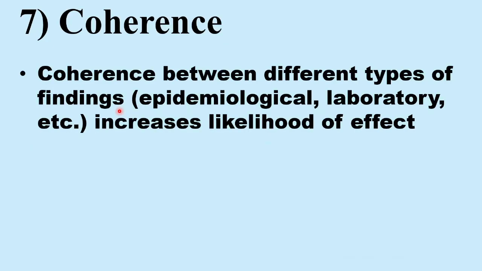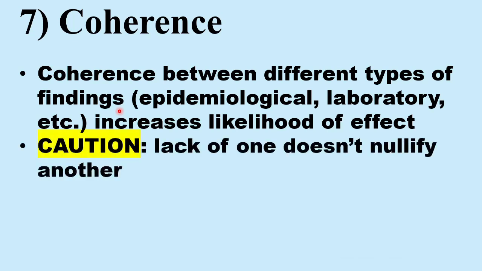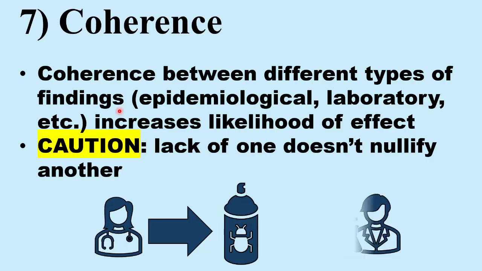All right, coherence. The idea is, if there are different types of findings, so epidemiological findings, laboratory findings, etc., and they all say the same thing, they cohere together, that increases the likelihood of an effect. Now, a caution here is the lack of one doesn't nullify another. But say you have a pesticide you think causes health problems, and you find that in the clinic, and you also find that doing basic research in the lab. If you have multiple lines of evidence from different areas all converging on the same answer, that really strengthens your case.